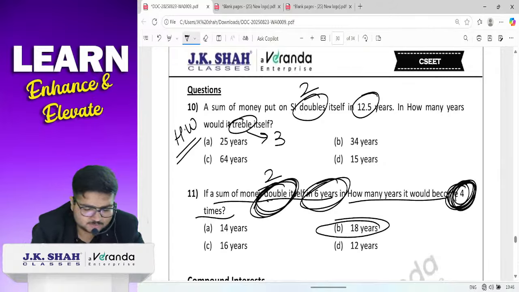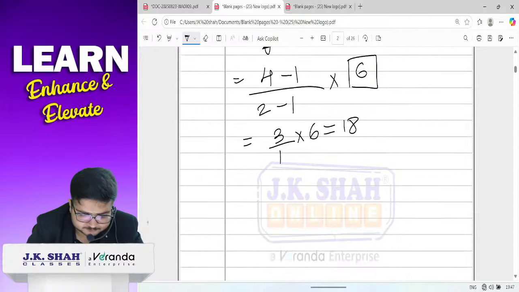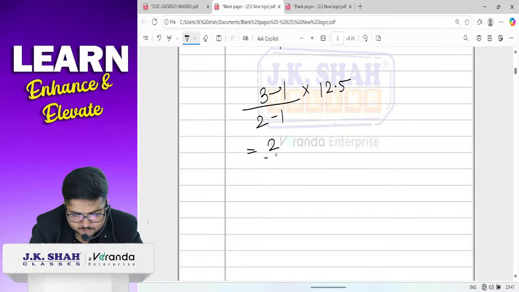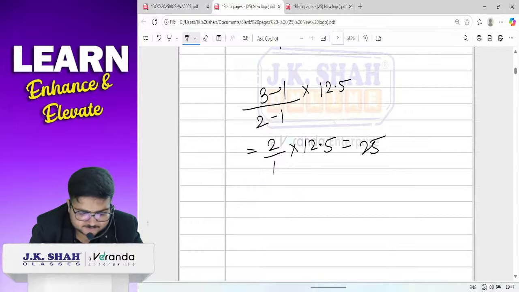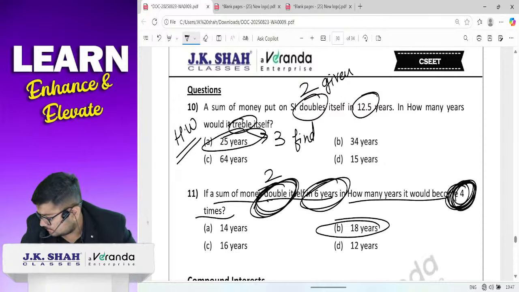Wait, I'll do it here only. I told you, this is your find. This is your given. This is number of years. So find will be 3 minus 1, find minus 1 upon given minus 1, is 2 minus 1 into 12.5. That will be 2 upon 1 into 12.5. That is 25 years. So the answer is option A, 25 years.